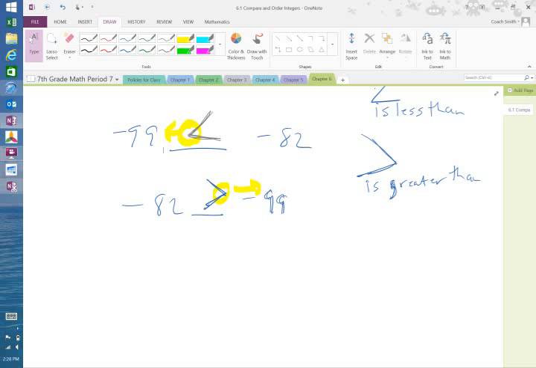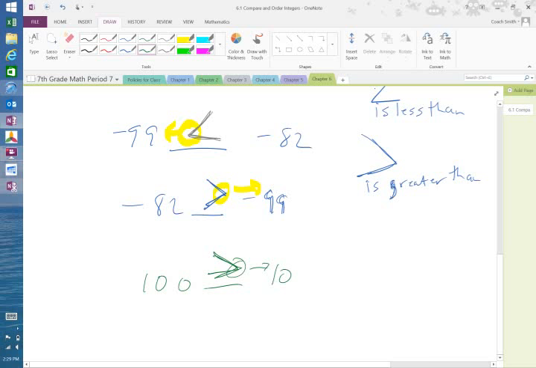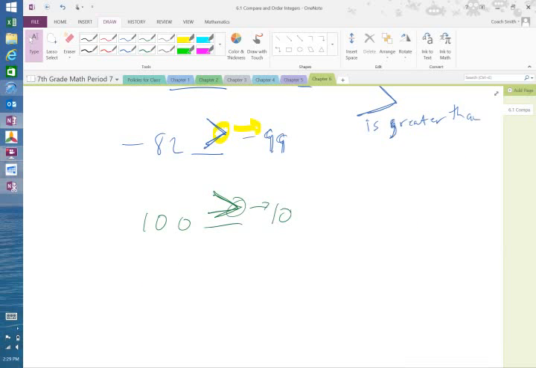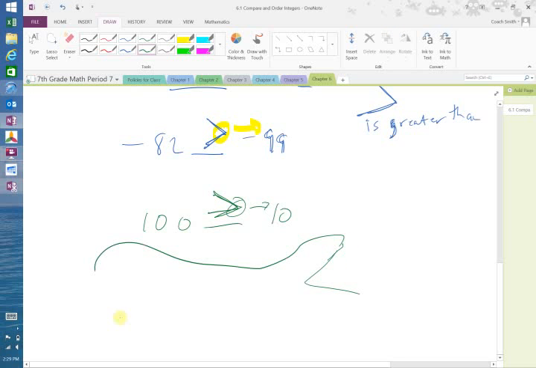Just like this, if I had 100 and I had 10, 10 is the smaller one, so I point my sign at 10. There's the point, pointing at the smaller number. And for Jesse's little trick, you do this right here, and then you draw the little alligator. You got teeth, and he wants the bigger meal.